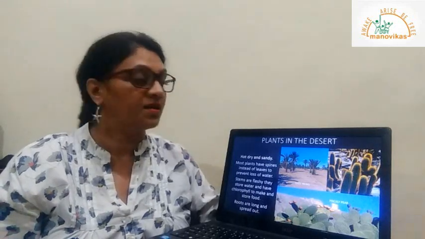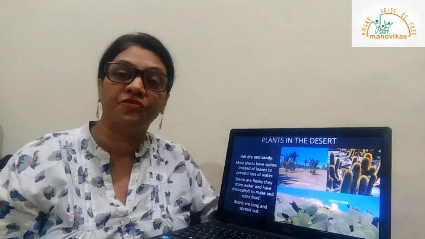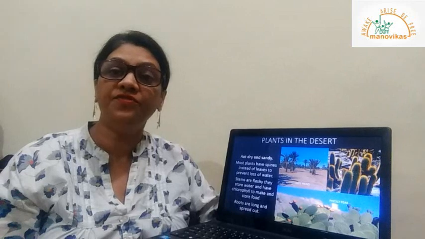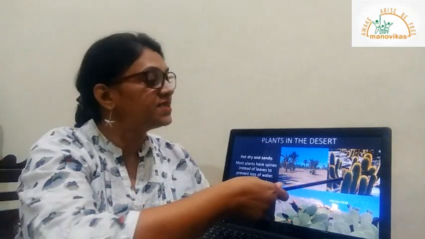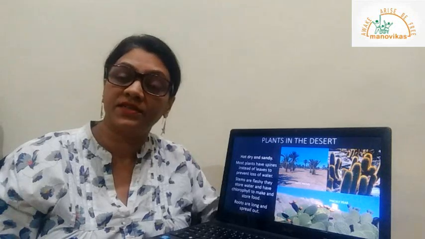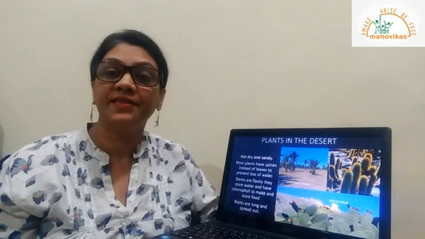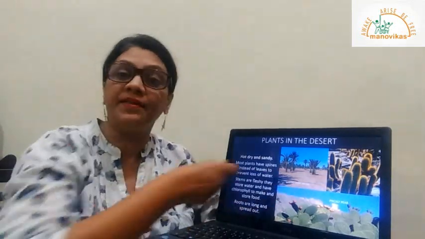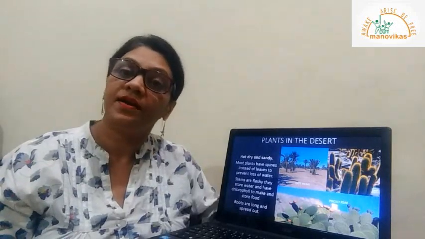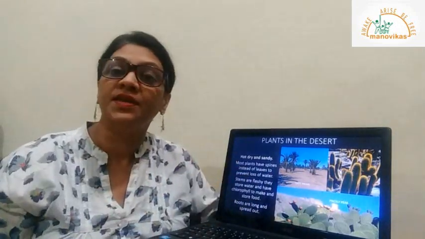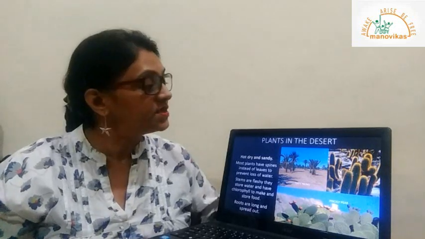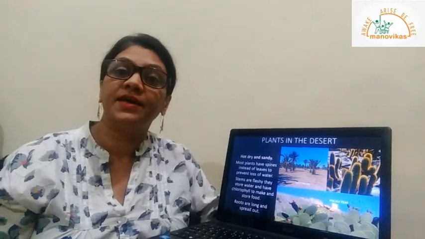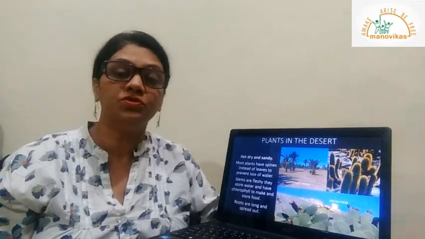Now the cactus does not have leaves. Instead of leaves, it has spines in order to reduce loss of water. Now the stem is green in color. It has chlorophyll. So the function that the leaves do usually, that is photosynthesis, is done by the stem in the case of cactus. It is green in color, so it can photosynthesize. The stem of cactus also stores water. It is mucilaginous. It has mucilage and it stores water.